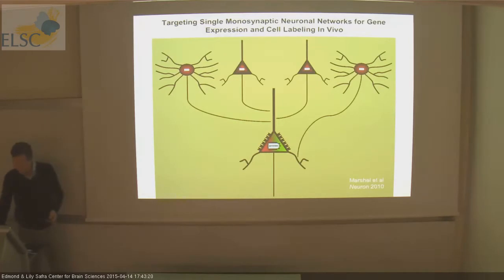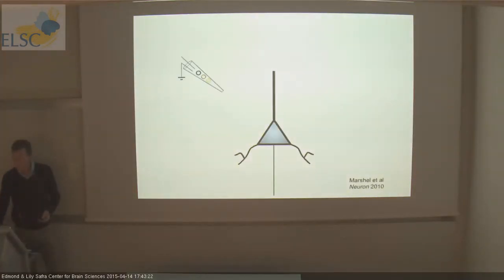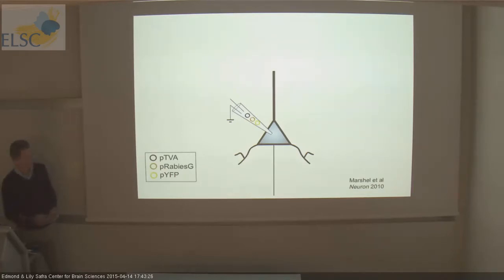So if you want to label the input to a single neuron in vivo, you start out by electroporating DNA into that one cell, because this is inherently a genetic method, and we're going to inject 3 different plasmids. One is TVA, remember that's the receptor for EnvA, that's what's going to allow us to selectively infect this cell. The rabies glycoprotein, that's what's going to allow the virus to spread out of this cell. And then just the marker gene so that we can find the cell later.